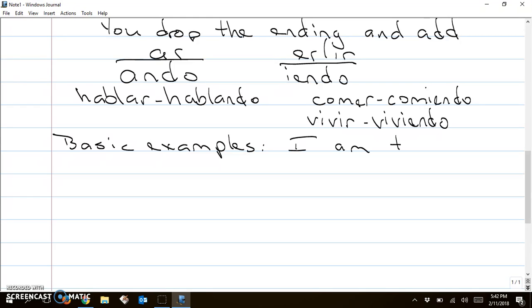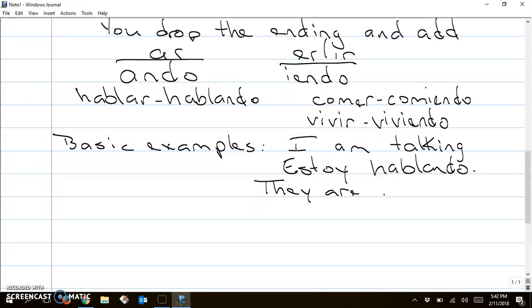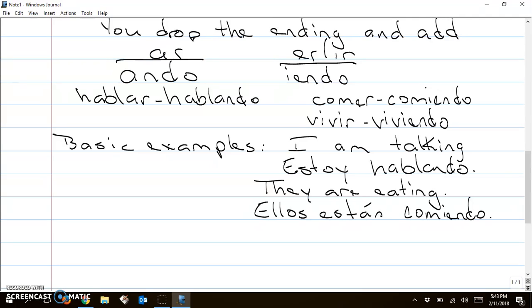I am talking. What a coincidence. I am, estoy. I am talking. Hablando. They are eating. Ellos están. They are eating. Comiendo. So pretty straightforward and simple when everything goes right.